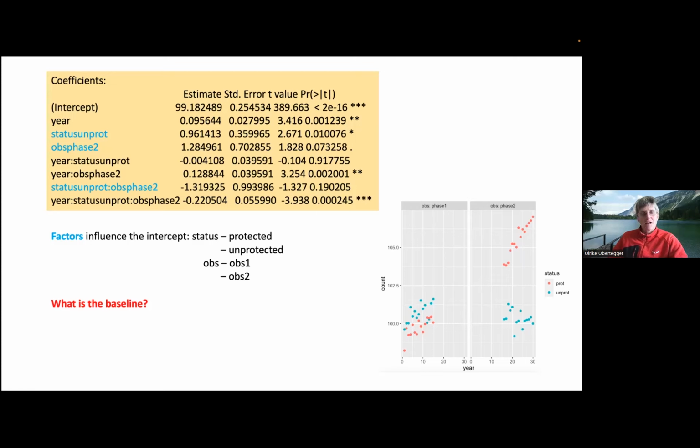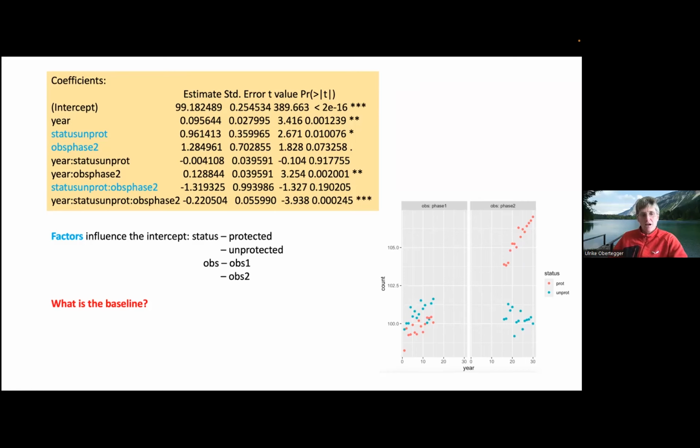It can be decided in 2 ways. First, you let R do it, and R does it alphabetically. So when it comes to status, what's the baseline for status? Is it the protected or the unprotected? P comes before U. So the baseline is status protected.